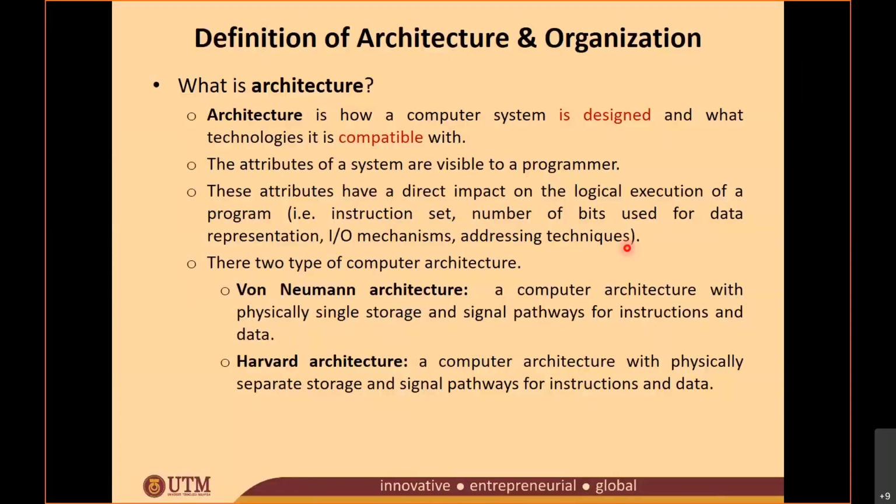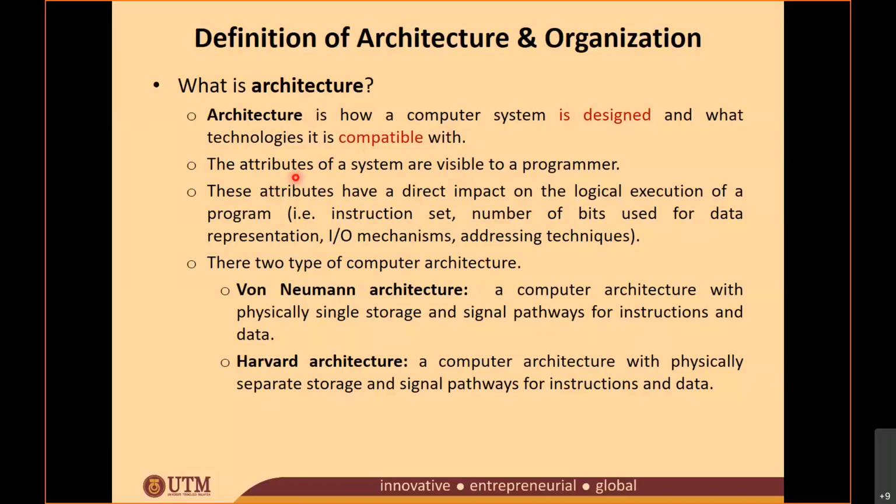Okay, so what is architecture? All right, so architecture is how a computer system is designed and what technology it is compatible with. Okay, so architecture is macam mana kita nak buat kita punya computer system tu. Okay, and then teknologi apa yang kita nak pakai. Okay, and then macam mana dia punya, what we call here, how we are going to access the program memory and data memory. So that is the architecture.